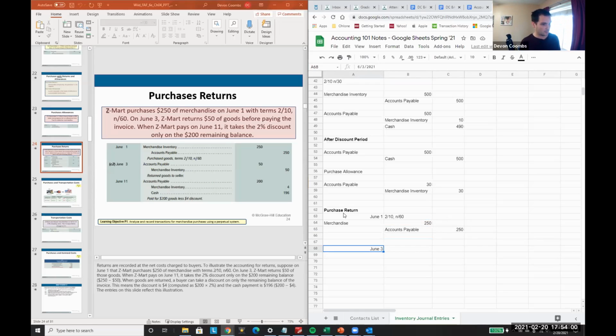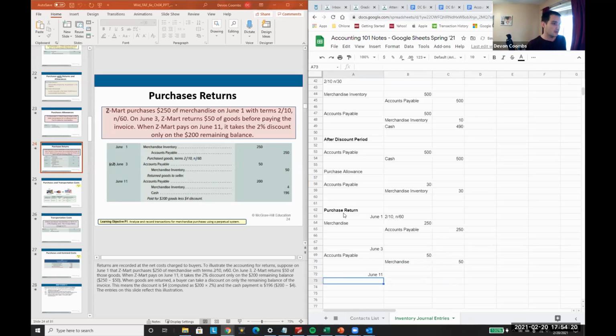What does that mean? So June 3rd, we do our return. We'll reduce our accounts payable by the 50 of the returns. And then we're going to reduce our inventory by the 50 because we no longer have it, right? We don't owe the money. We're just saying, hey, we're giving this back. We don't like it.